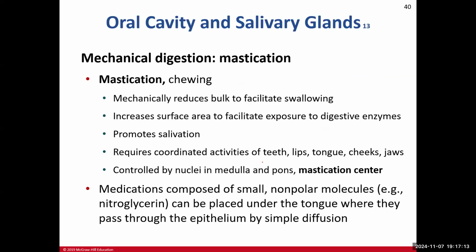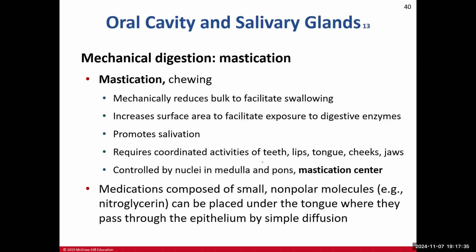Okay. So mechanical digestion. That process is called mastication in the mouth as you're chewing, right? If you recall, back in 210, you learned the muscles of mastication, masseter, temporalis. You didn't have to know the lateral and medial pterygoids, but those are also muscles that play a role in that mastication.